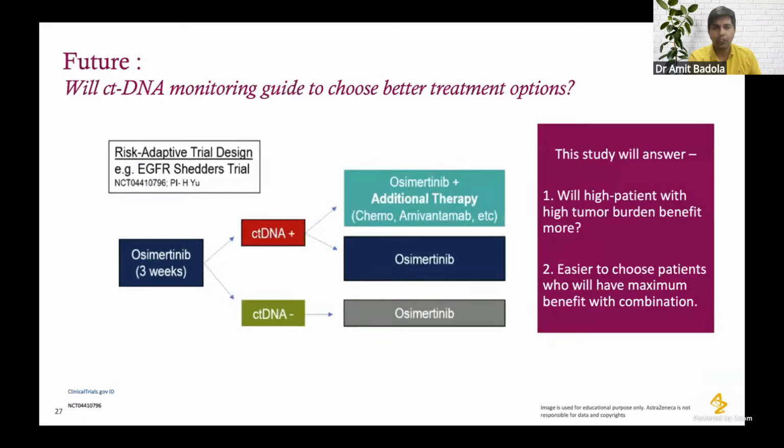A future trial can be ctDNA monitoring, to choose the better treatment option. This trial is basically designed to start with osimertinib and to see the ctDNA level. If the ctDNA is still positive after 3 weeks, they are using combination treatment. Otherwise, they are just giving the single agent osimertinib.